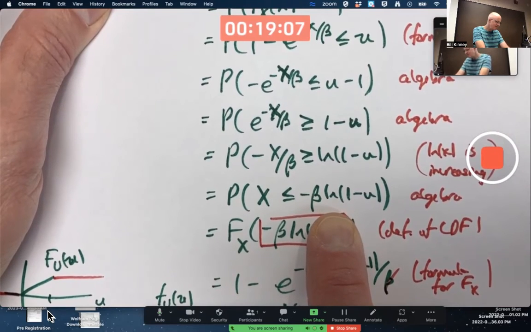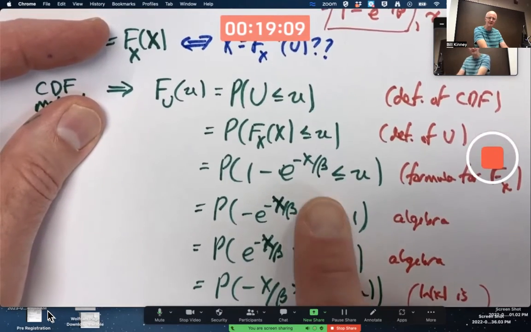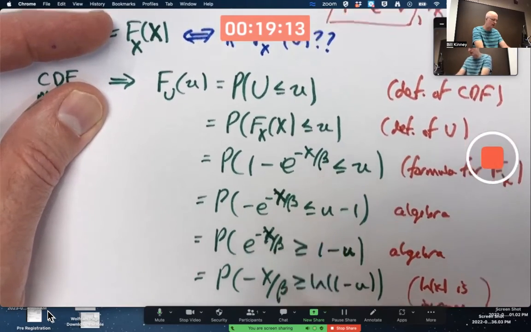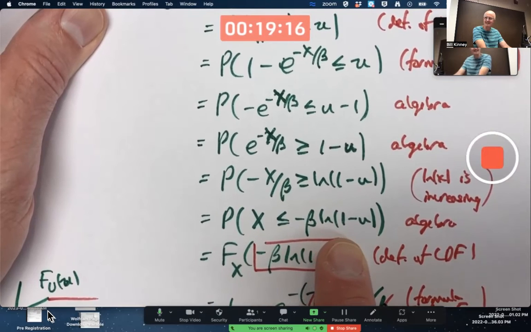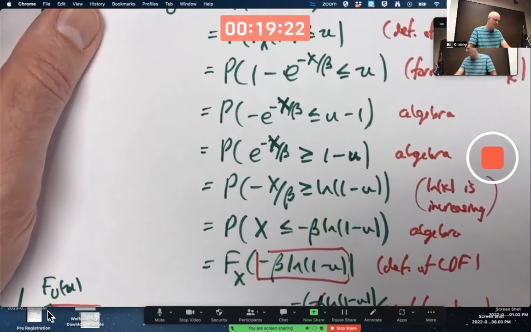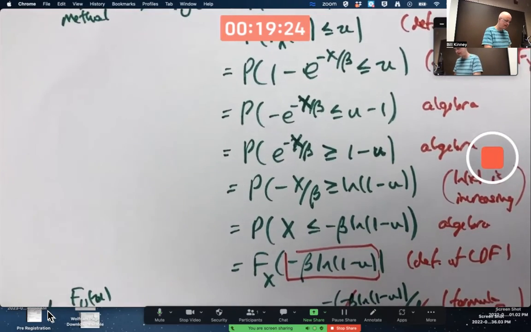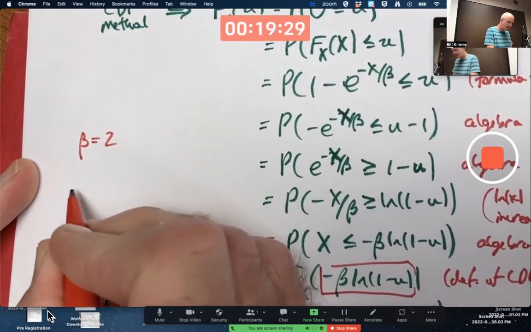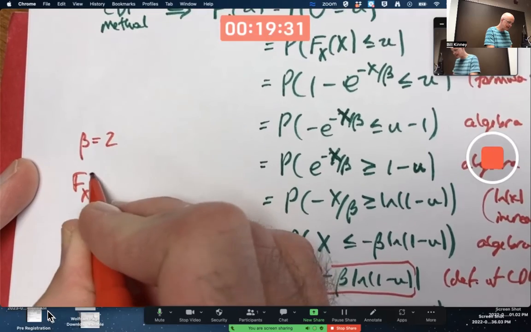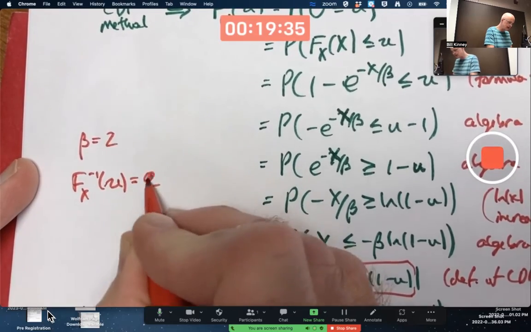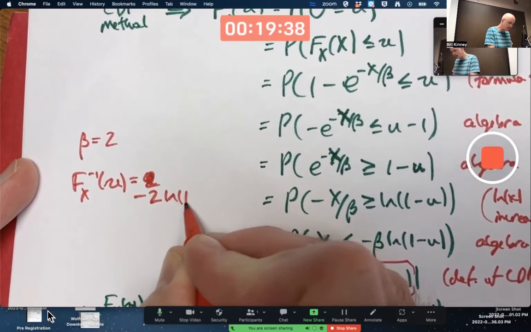So we're solving an inequality here for x, but if that were an equality instead of an inequality, I get x equals this. That's essentially the inverse function right there. And if beta is 2, let's give it a name. If beta is 2, f sub capital X inverse of u would then be negative 2 ln of 1 minus u.